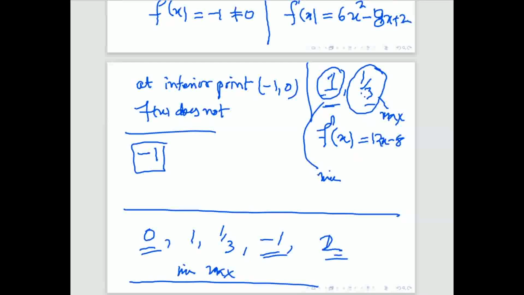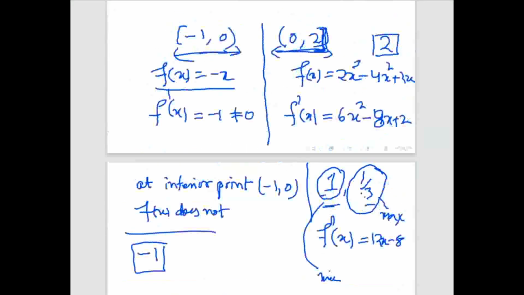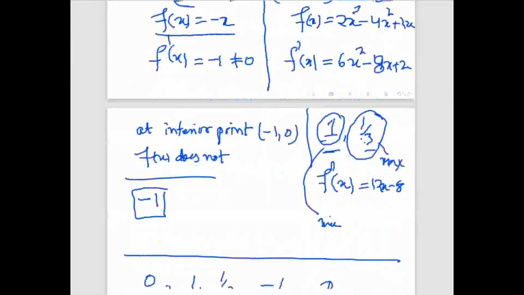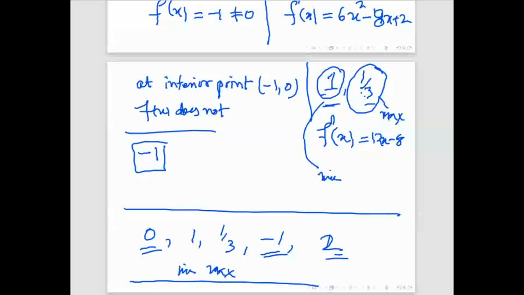So if the question is to find the global maxima, then no need to check whether it is maxima or minima. Just check the functional value. Which one is the maximum out of these 5 points? That will be the global maxima. And which one is the minimum? That will be the global minima. At which point does the function have the maximum value? That will be the global maxima. At which point does the function have the minimum value? That will be the global minima.